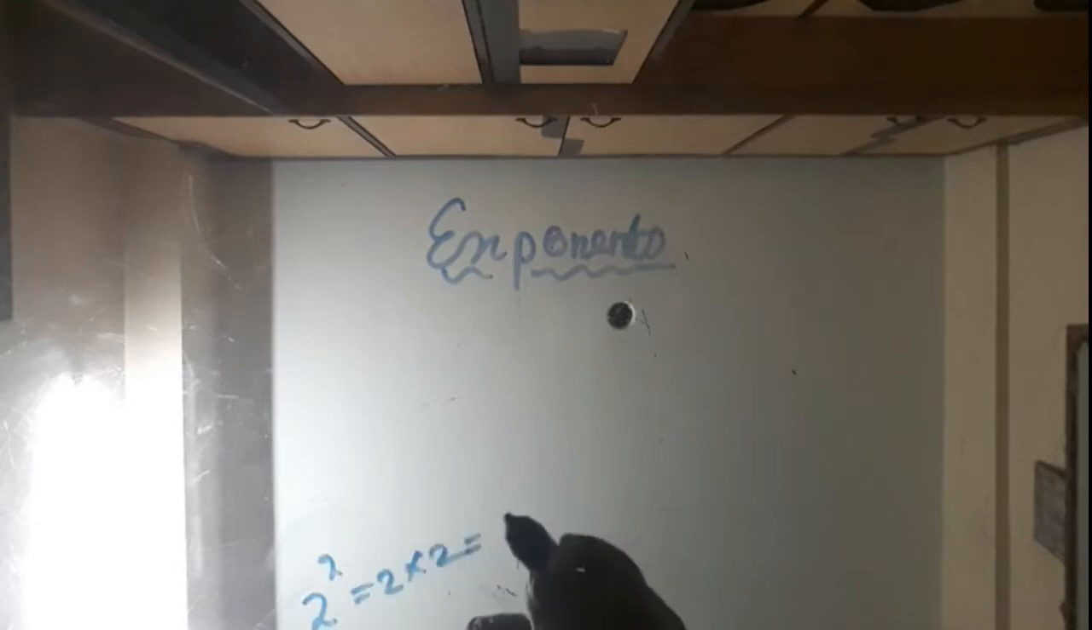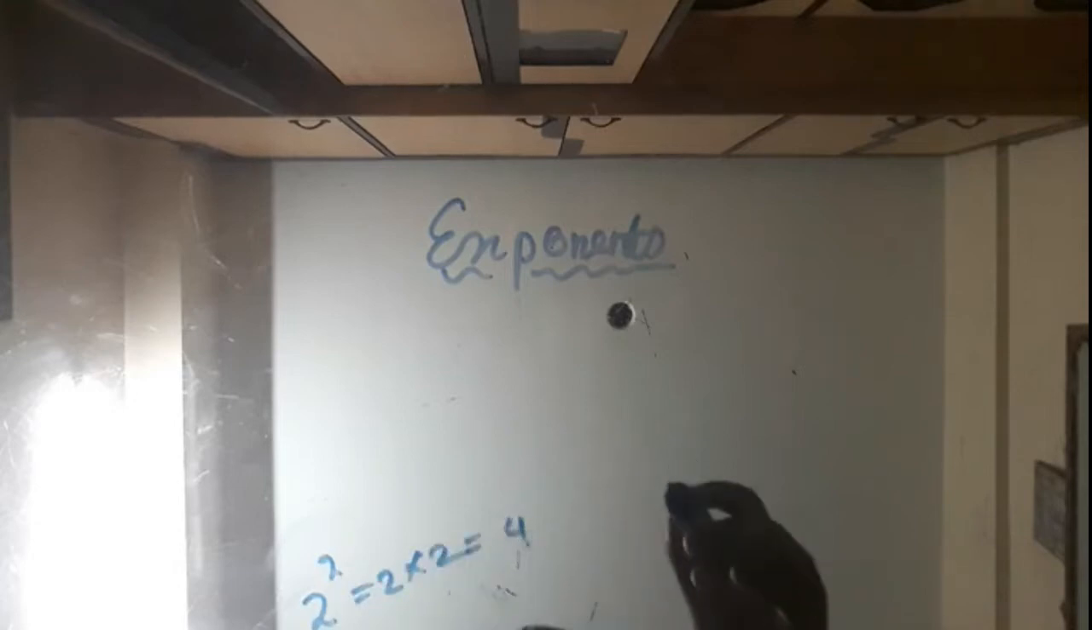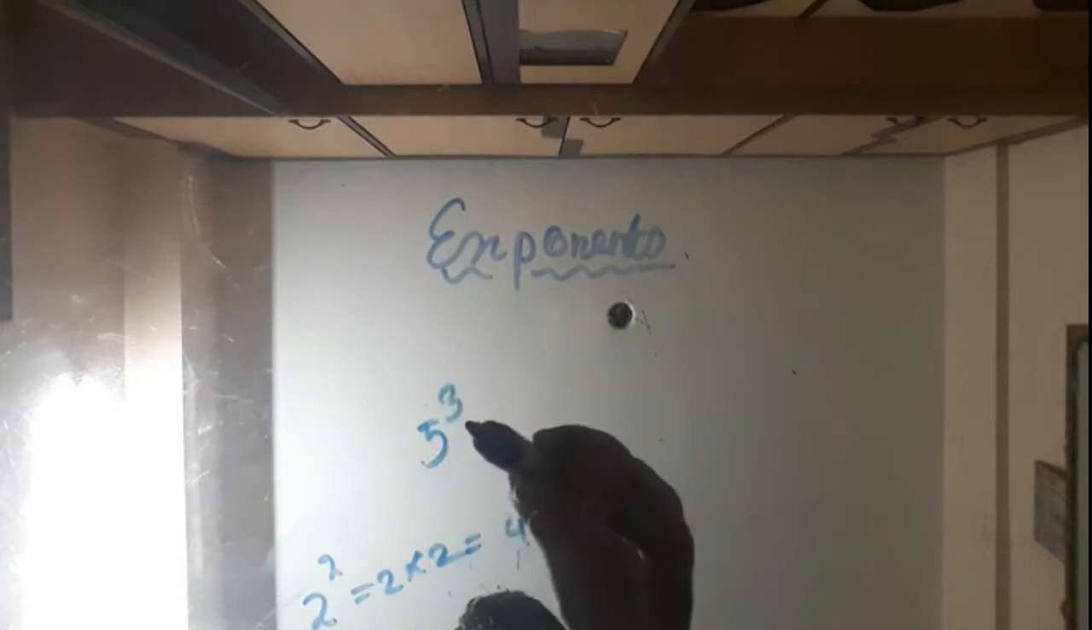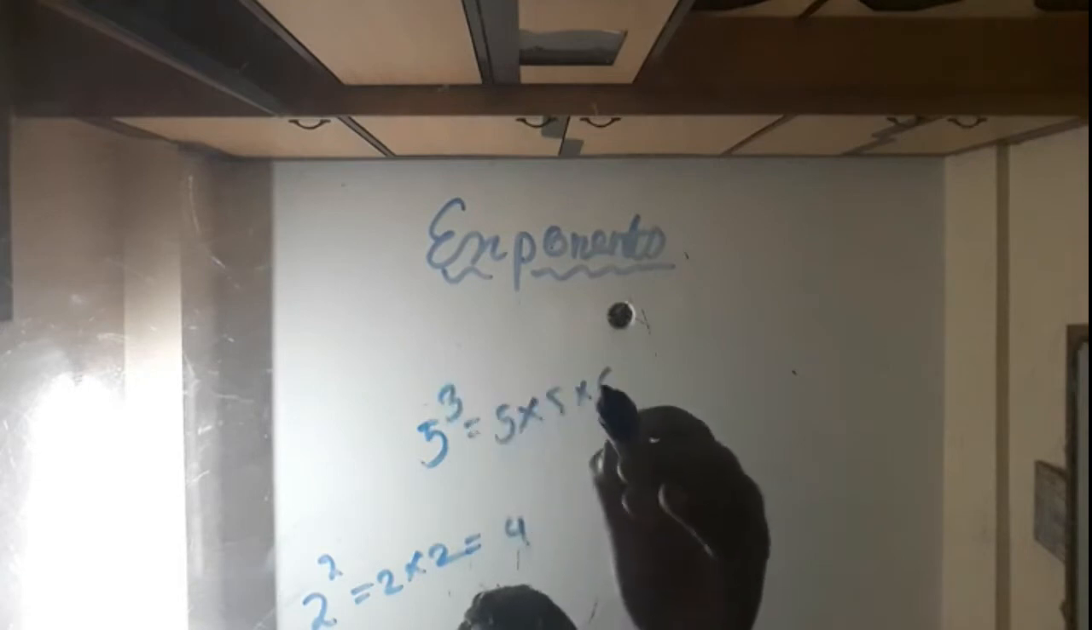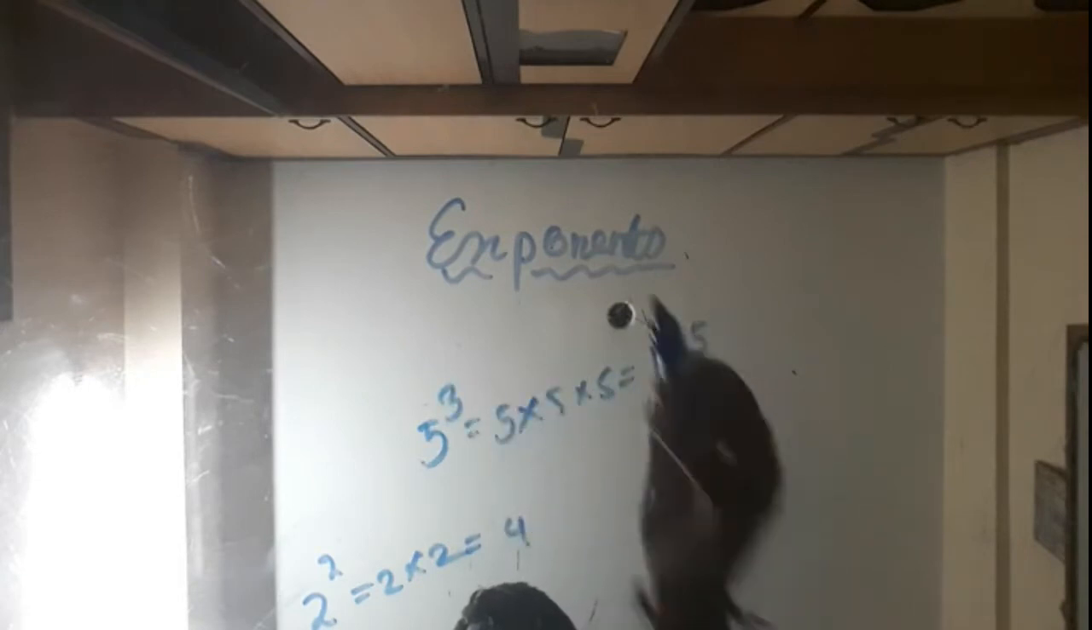We have all heard about what we mean by squaring a term. Let's say 2 to the power 2. We know that this is 2 multiplied by 2, and this is equal to 4. Now, what if I asked you 5 raised to the power 3? It is nothing but 5 into 5 into 5, which is equal to 125.